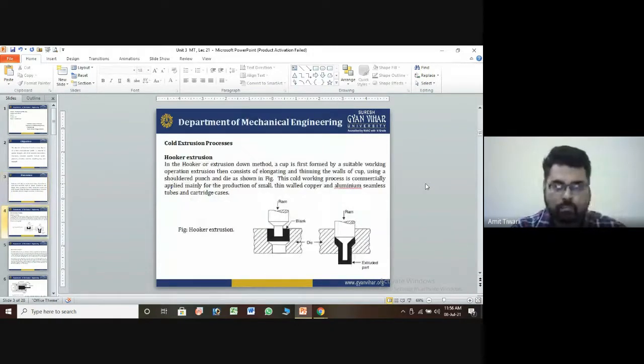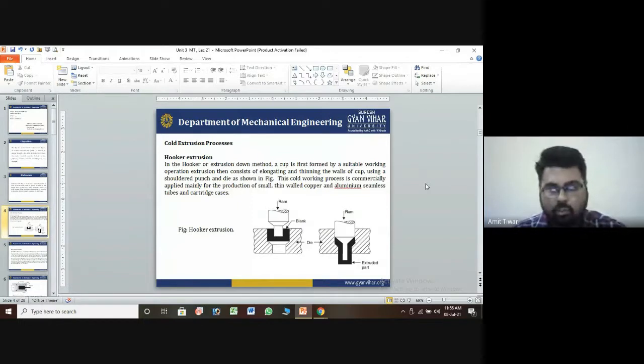As a part, we look at the cold extrusion process. One cold extrusion process is Hooker extrusion, or the extrusion down method. A cup is first formed by a suitable working operation. Extrusion then consists of elongating and thinning the wall of the cup using a soldering punch and die, as shown in the figure.